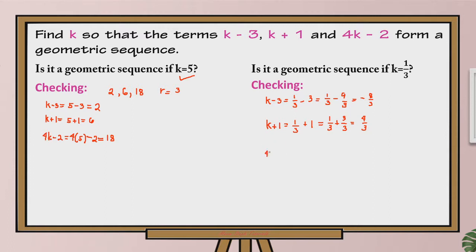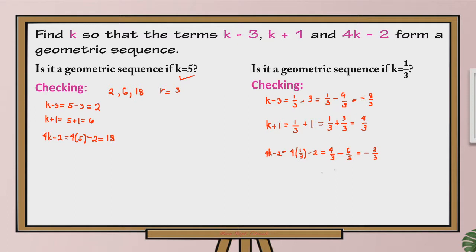Next is we have 4k minus 2. That is equal to 4 times 1/3 minus 2. So we have 4/3. Bakit naging 4/3? Is 4 times 1, kaya 4. And then just copy the denominator. Minus, gagawin lang natin magkaparehong denominator. So we have 6/3. That is equal to negative 2/3.